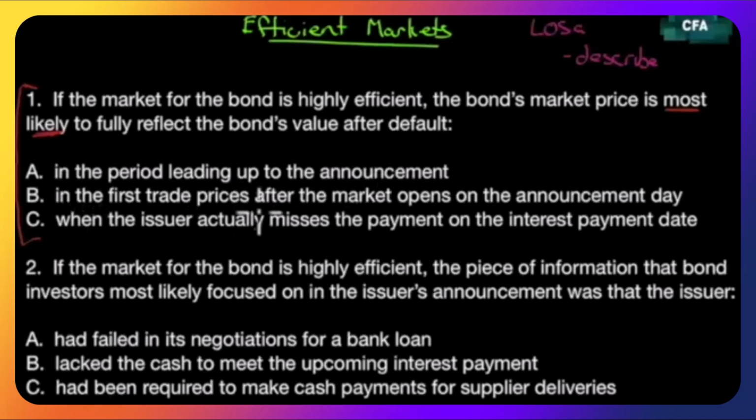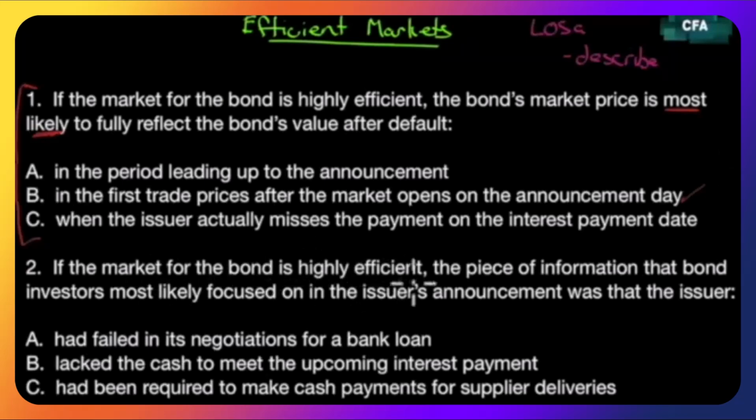In the first trade prices after the market opens on the announcement day, or when the issuer actually misses the payment on the interest payment date. An efficient market will price in new information, in other words, the unanticipated element. What's the unanticipated element we have here? The announcement said they are going to default, which means hope dies, so it's going to be priced in shortly after that announcement. The announcement was made just before the market opened. There's your answer right there. In the first trade prices after the market opens.